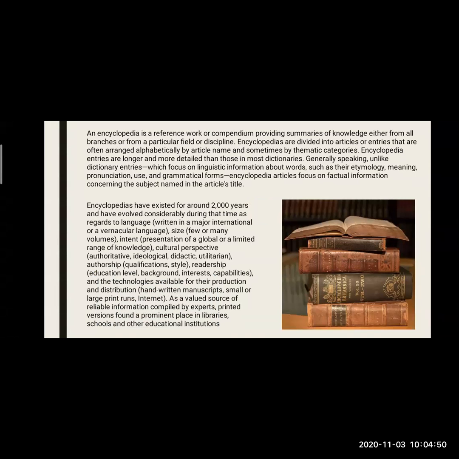Then we move on to the next kind of written sources, that is encyclopedia. Now, an encyclopedia is basically a reference work or a compendium, which is a short or complete account of a particular subject, especially information of a book. They provide summaries, short descriptions of knowledge, either from all branches or from a particular field or discipline. Now, this encyclopedia is divided into articles or entries that are often arranged alphabetically by article name and sometimes thematically. Thematic means connected to subjects or subject categories.